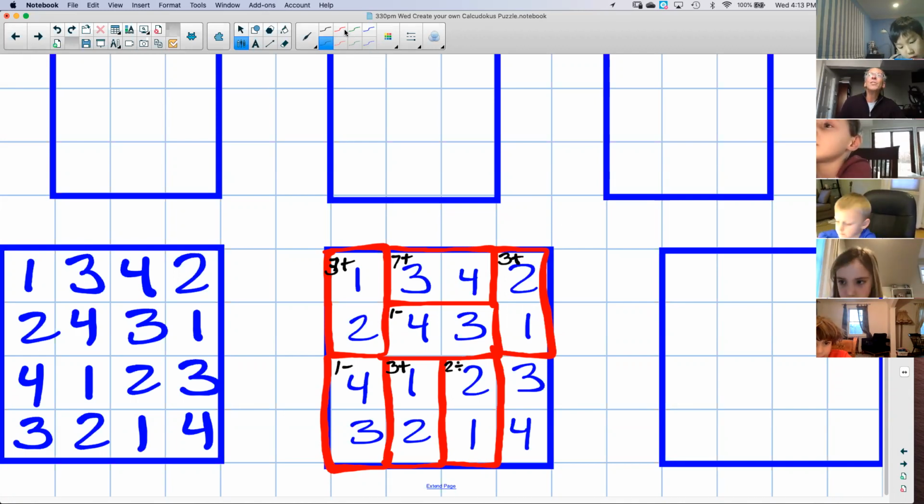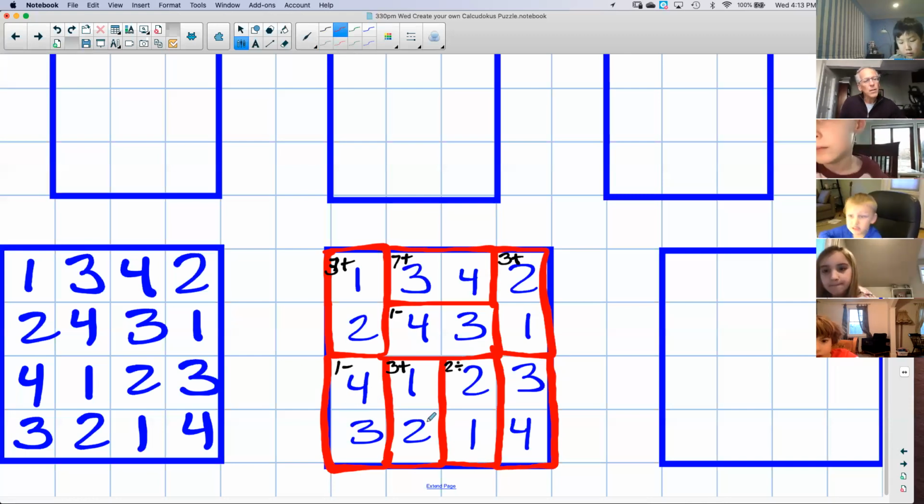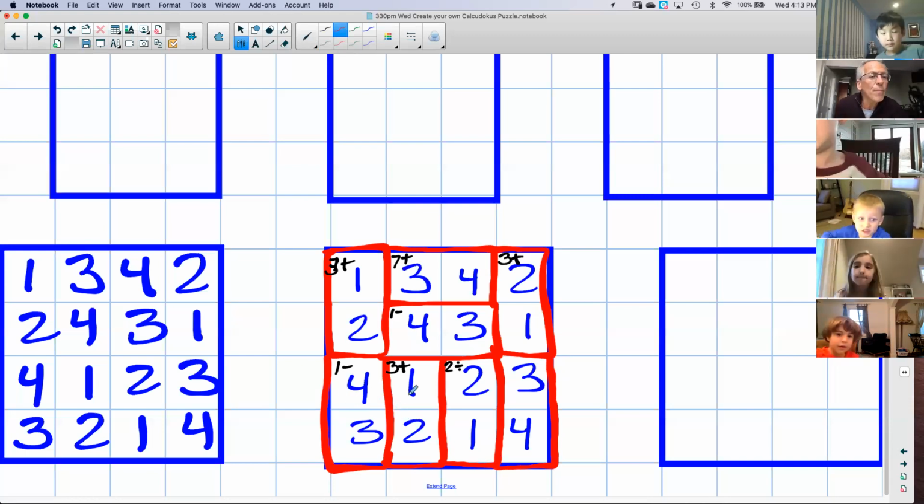Now, I'm going to challenge you guys to do the 3, 4, but you're not allowed to use 7 plus or 1 minus. You have to use something that you've not used before. And you can't use division because that would give us a fraction, although that would be interesting.